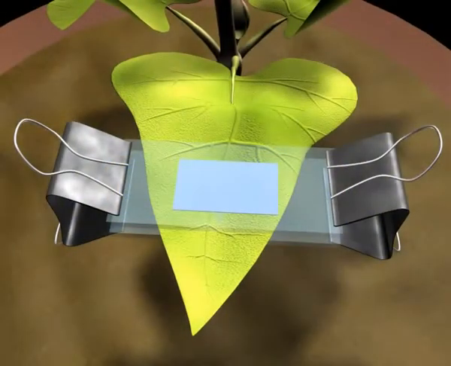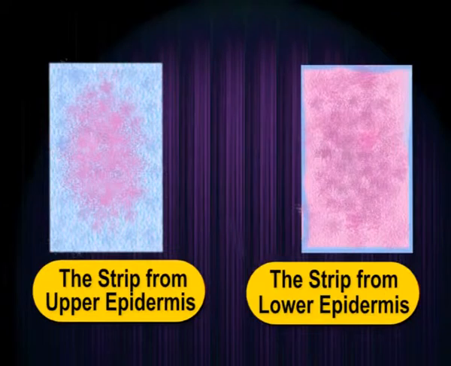Observation. During this time, there is some change in color of cobalt chloride paper strips placed on the upper and lower surface of the leaf. The strip on the upper surface shows little change in color, whereas the strip present on lower surface changes its color quite fast. Here we see the difference in color of both the paper strips.